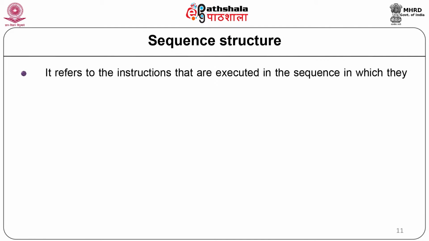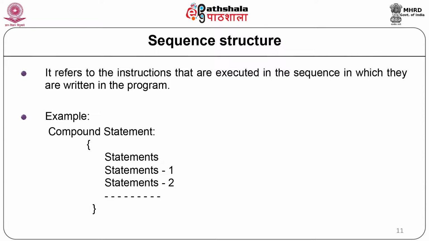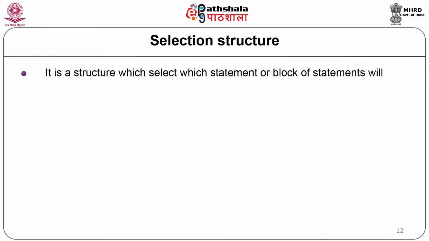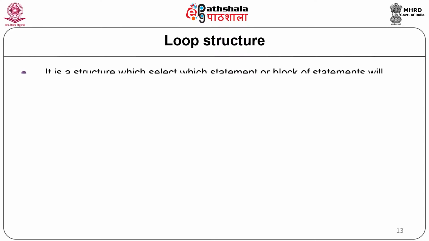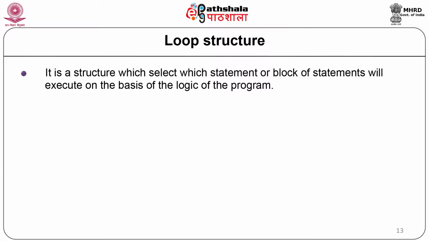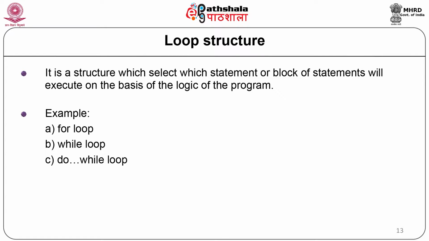Sequence structure refers to the instructions that are executed in the sequence in which they are written in the program. Example: the compound statement, opening bracket, statement 1, statement 2 and so on, and the closing bracket. Selection structure is a structure which selects which statement or block of statements will execute on the basis of the logic of the program. Examples are if statement, if else statement and switch statement. Loop structures are used to go over a statement or a set of statements repeatedly. Examples are for loop, while loop and do while loop.